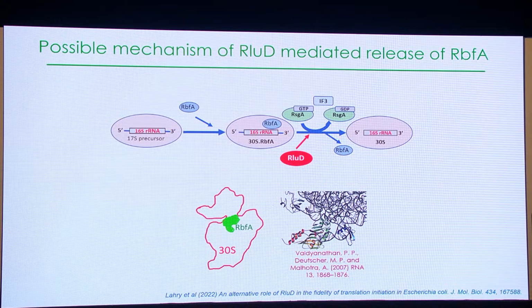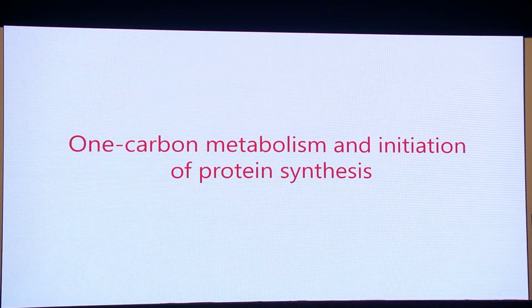It actually does modification of 3 residues in helix 69. This helix 69 will dock on the 30S right at the place where the RBFA is bound. So, it's quite possible that when the 50S subunit is docking, the RLUD is somehow involved in removing this RBFA from the ribosome.